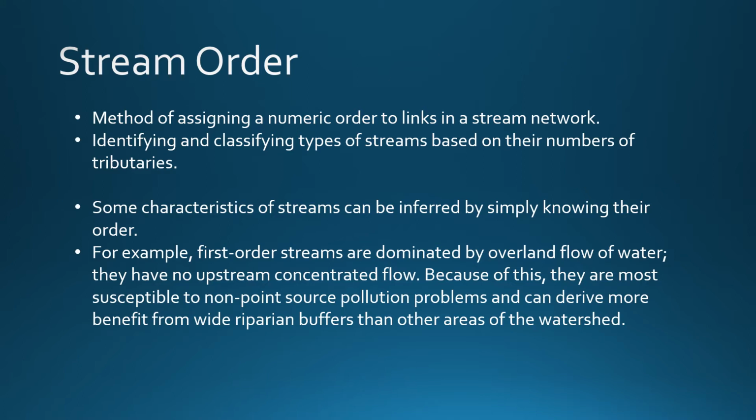So they're really, really susceptible to non-point source pollution problems, which is something we're going to talk about near the end of this presentation. But non-point source pollution is pollution that comes from runoff, from water traveling over surfaces, be it just the land, parking lots, things like that. Because these are small streams and most of their water is coming from overland flow, they're really susceptible to non-point source pollution, and that's something you need to pay attention to when you're looking at the health of our rivers and watersheds. They can also derive more benefit from wide riparian buffers, which is something else we're going to be talking about later.